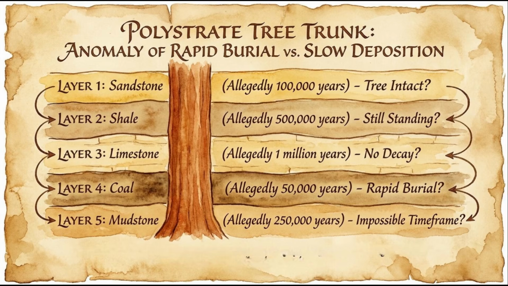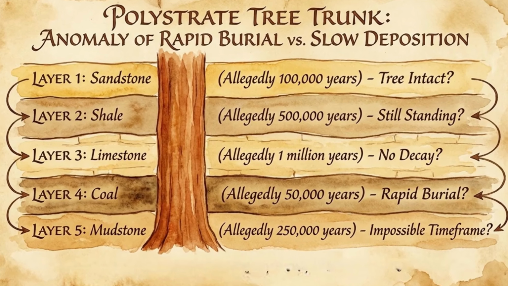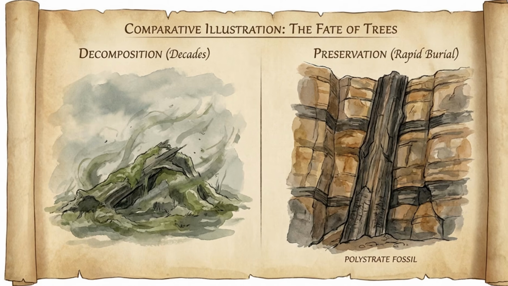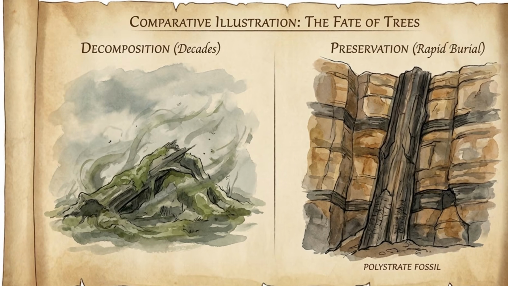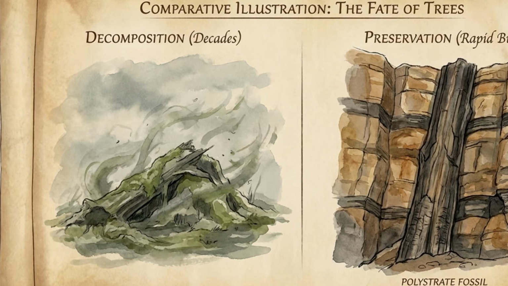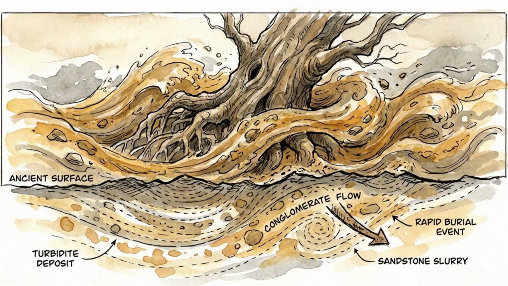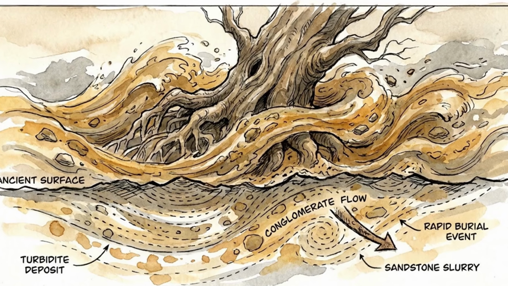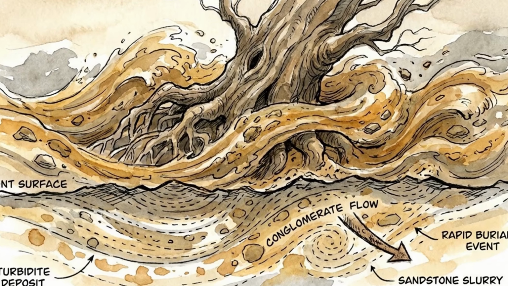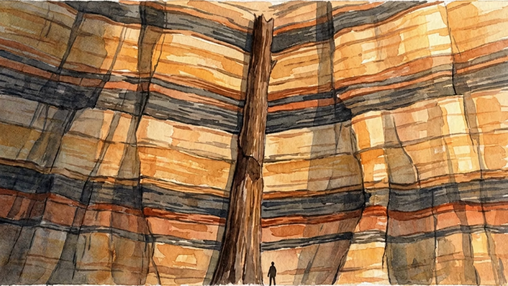A single tree, cutting vertically across strata that supposedly represent millions of years of slow, gradual time. A dead tree cannot stand exposed for thousands of years, waiting for rock to accumulate around it slowly. It would rot and disappear long before the second layer was laid down. The only explanation that fits the physical reality is that every one of those layers was deposited rapidly, completely, and all at once, burying that tree from root to crown in a single catastrophic event.